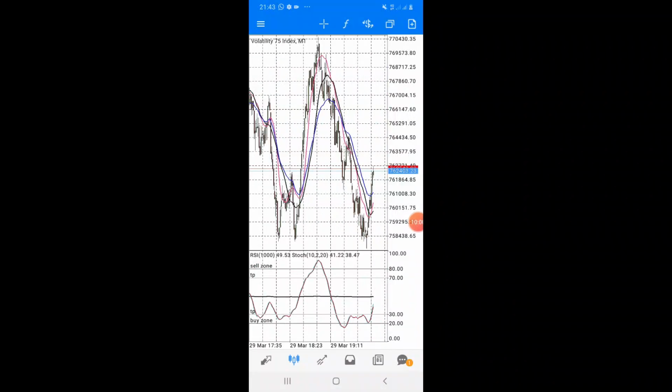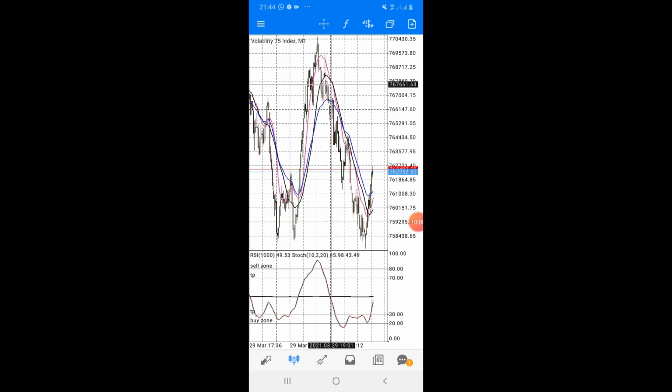Let me continue with my sell setups. Sell setups basically are the opposites. We want our pink line to cross to be below the black line right on top there, and we also want to be in the sell zone, and then our take profit this time is at the bottom right there.